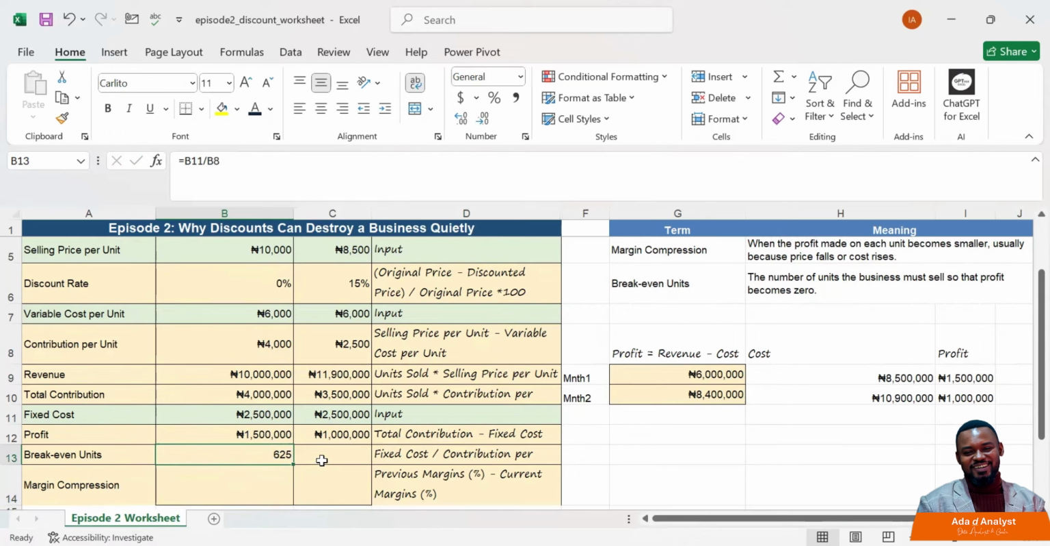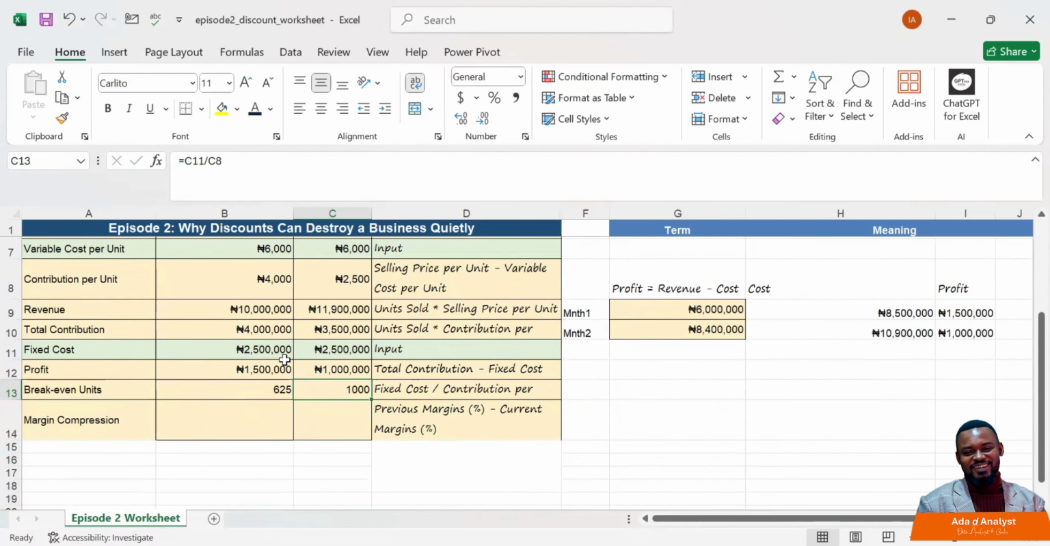Okay, that's the units we need to break even. So here for month two, we said equals fixed cost, which is 2.5 million, divided by contribution per unit. We hit enter. You see the effect of the discount, right? Because of the discount applied in month two, we need 1,000 units to break even. But if we maintain the original selling price, which we did in month one, we needed 625 units to break even.